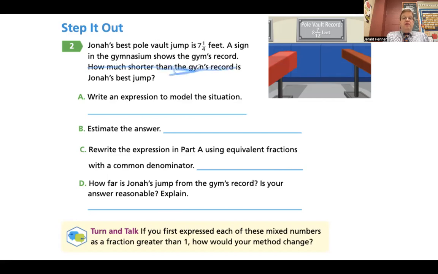Okay, that's a lousy job of highlighting, but that's okay. How much shorter than the gym's record is Jonah's best jump? And we know that his best jump is 7 1/4 feet. And we can tell what the record was because it's written here on the wall, 8 7/12. So we need to write an expression to model the situation. Well, we're trying to find a difference because it says how much shorter than the gym's record. So we're going to write down first 8 7/12 minus 7 1/4.